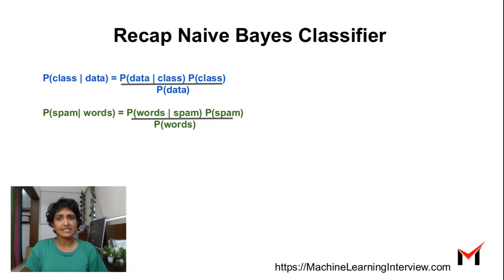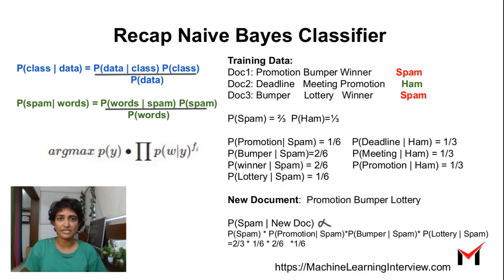The naive Bayes uses the Bayes theorem to compute the probability of a class given the data, and in doing so it makes the naive assumption that the probability of data given the class is just the product of all the individual data points' probability, because they are all conditionally independent given the class. So let's look at it in the context of a simple spam classification problem.